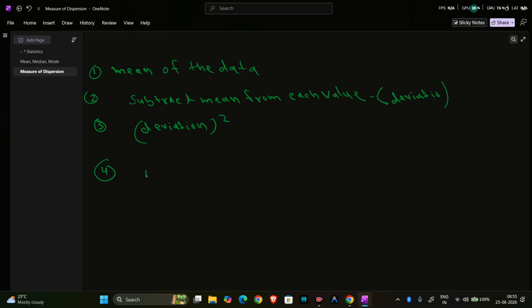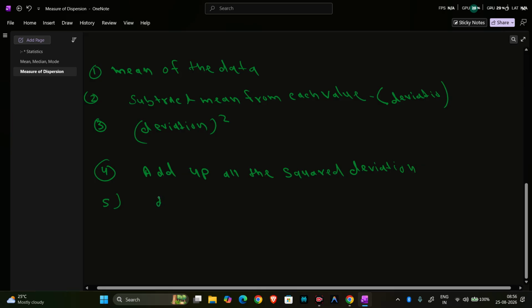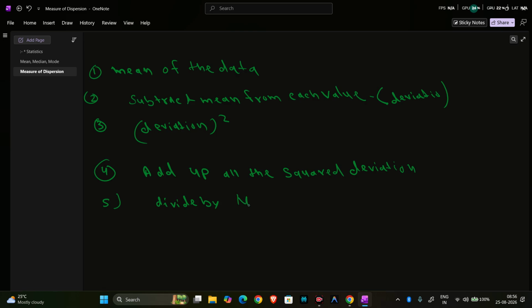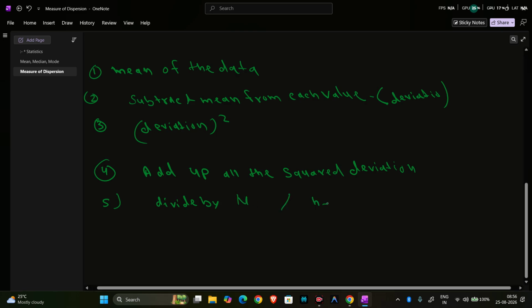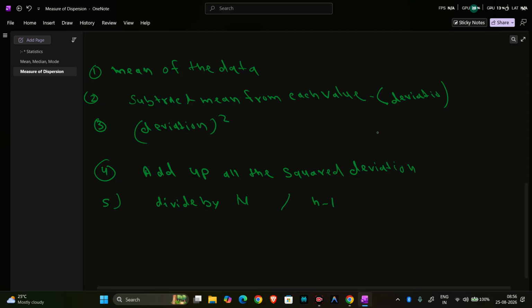Fourth, we have add up all the squared deviation. Okay. And fifth step, we have divide by n. Divide by n. So it can be n minus 1 also. Okay, so this is the formula that we are using.